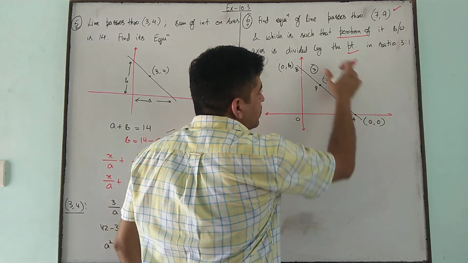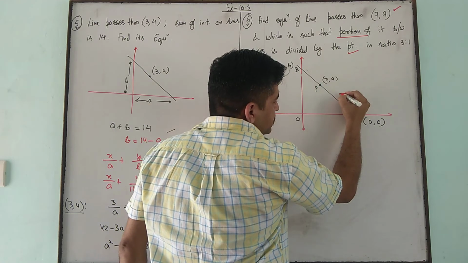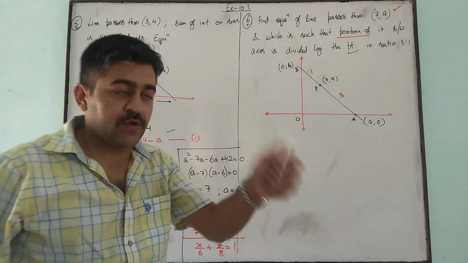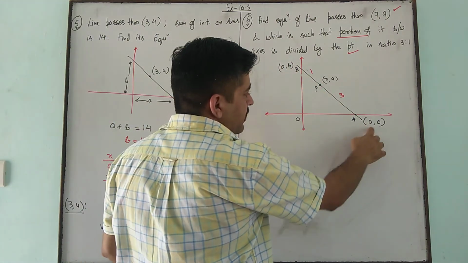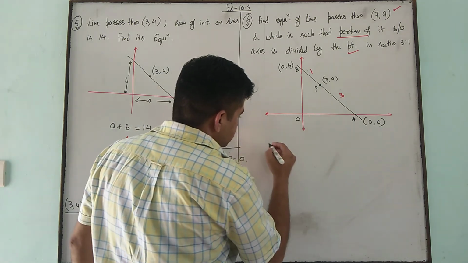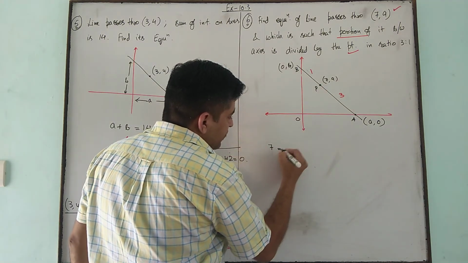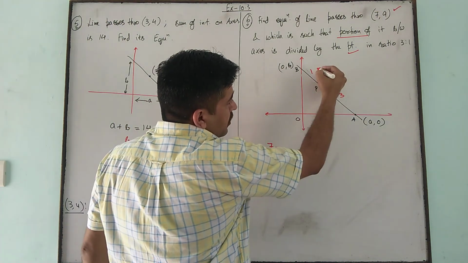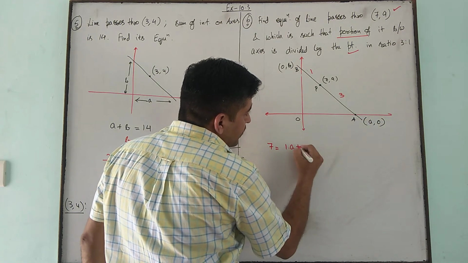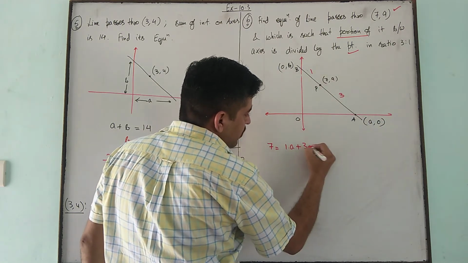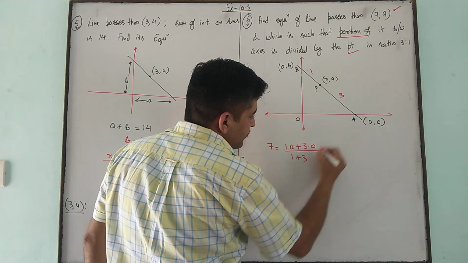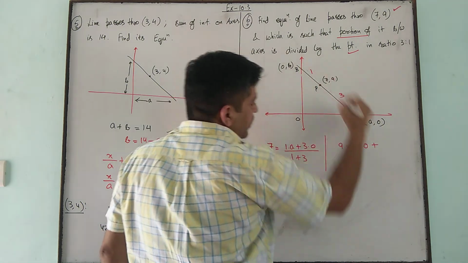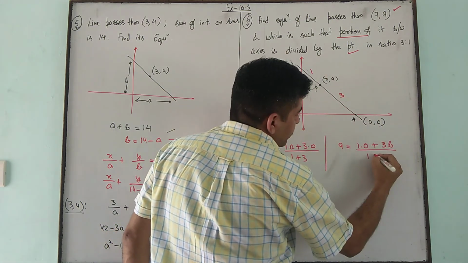So you always have to start the ratio from here. Whatever ratio is given, take it from this side. Just keep it in mind, right? Now using the section formula, find A and B. According to point P, 7 is equal to (1 into A plus 3 into 0) divided by (1 plus 3), and 9 is equal to (1 into 0 plus 3 into B) divided by (1 plus 3).